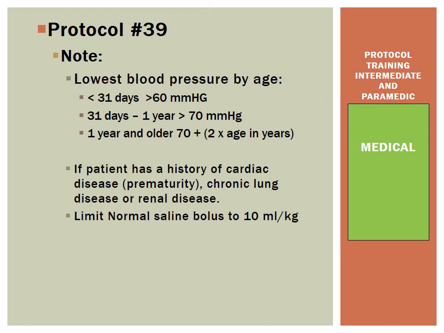Okay, so let's take a look at lowest blood pressures by age. If the patient is a neonate or less than 31 days old, then the systolic blood pressure should be greater than 60 millimeters of mercury. If they are 31 days to 1 year, then it should be greater than 70 millimeters of mercury. And if they are 1 year and older, we use that mathematical equation of 70 plus 2 times the age in years to get that systolic pressure. If the patient has a history of cardiac disease, prematurity, chronic lung disease, or renal disease, we want to limit our normal saline boluses to 10 mLs per kilogram and reassess for fluid overload.